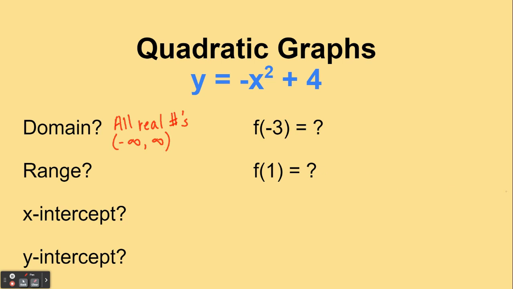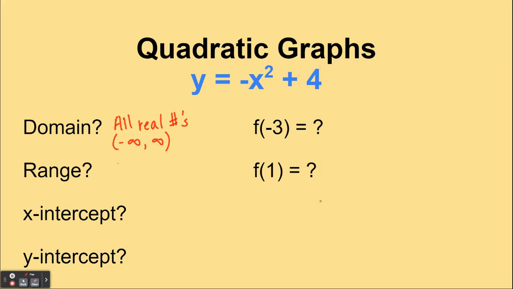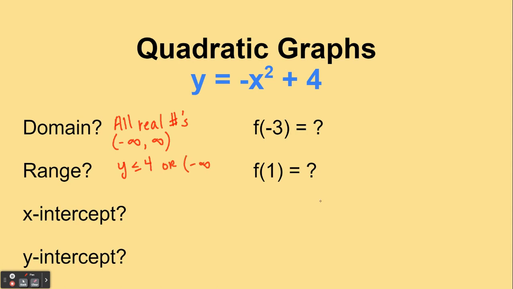Let's take a look next at the range. Notice that the y values go all the way up to the y-axis of 4. So I know that my range is less than or equal to 4. So I can write that as y is less than or equal to 4. Or if I want to write it in interval notation, I could say negative infinity to positive 4. Be sure that that 4 is included.